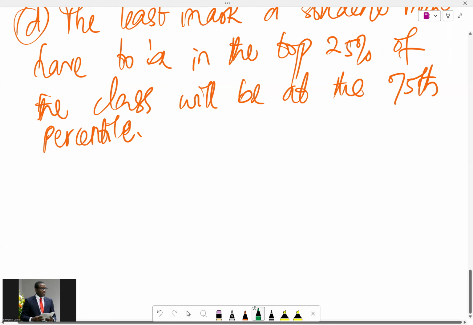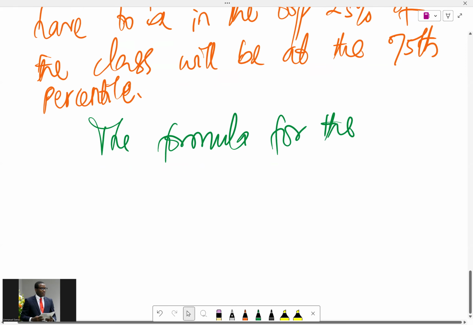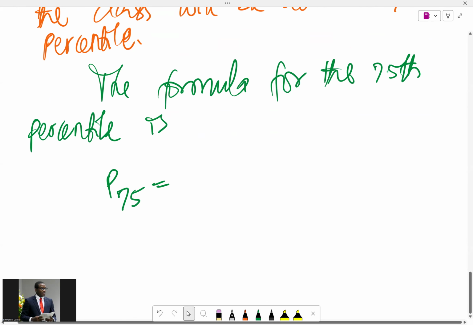Okay. The formula, it's more like you're looking for median and things like that, but this is the 75th percentile. So the formula for the 75th percentile is P75, which is equal to L75, that's the lower boundary of the 75th percentile class, plus 75 over 100 times the total cumulative frequency. Times the cumulative frequency, right?